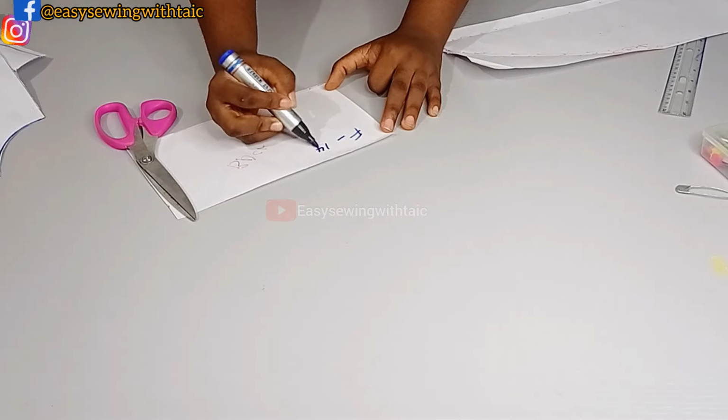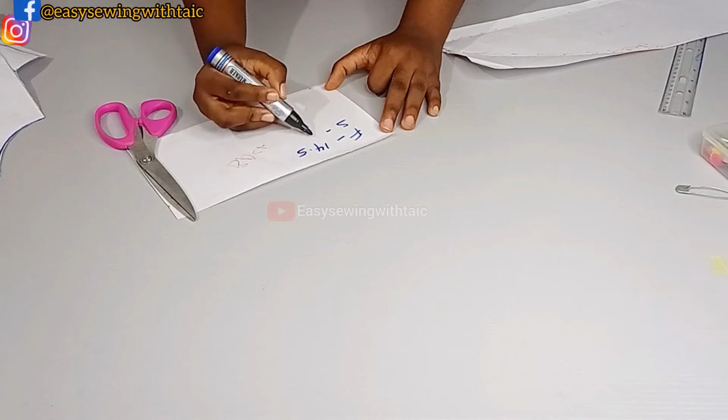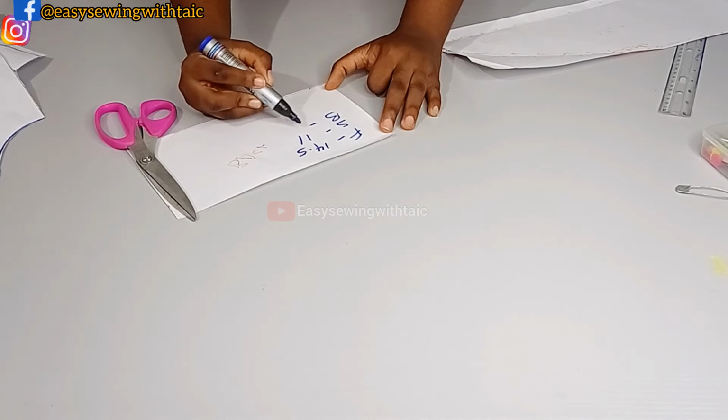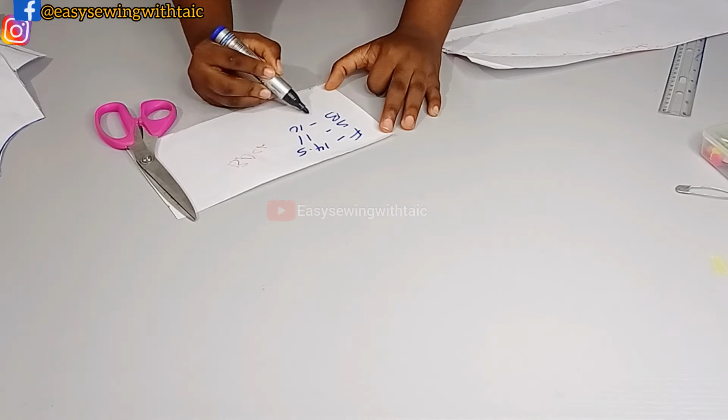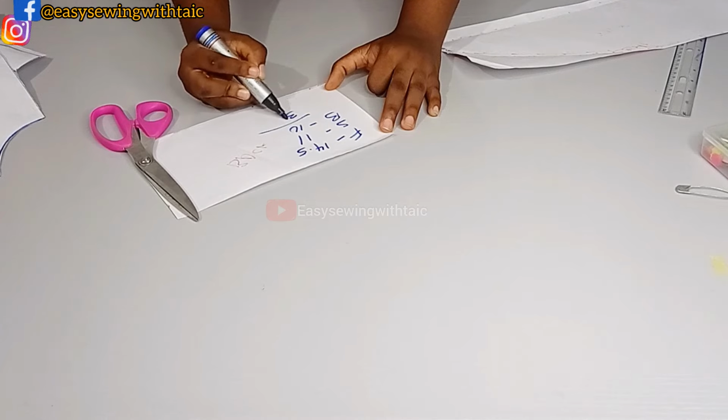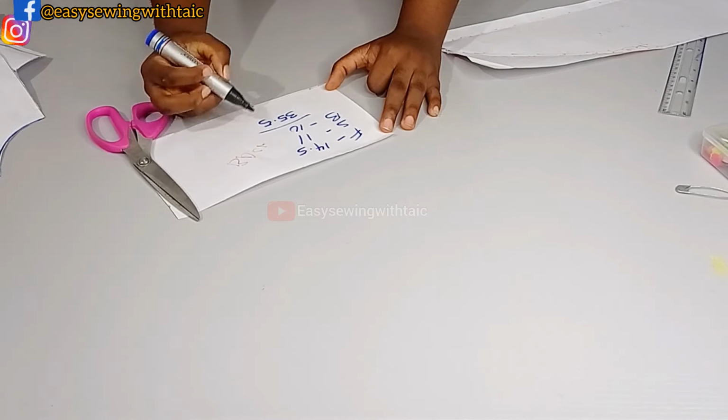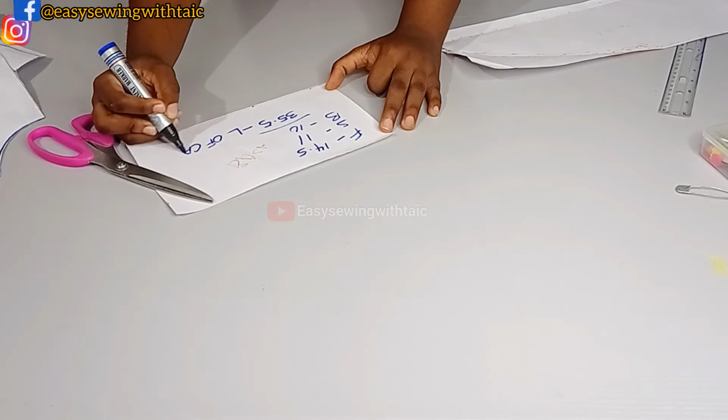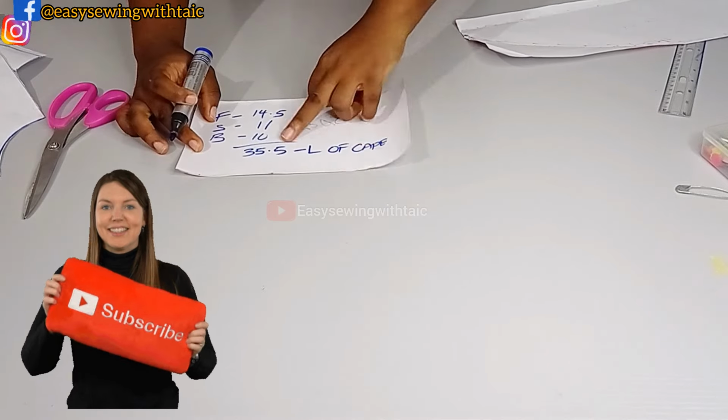So remember, at the front we have 14.5. For the sleeve we have 11, and at the back we have 10 inches. In total we'd have 35.5. So that is the length of the cape we are working with. Now it's time to draft out the cape.